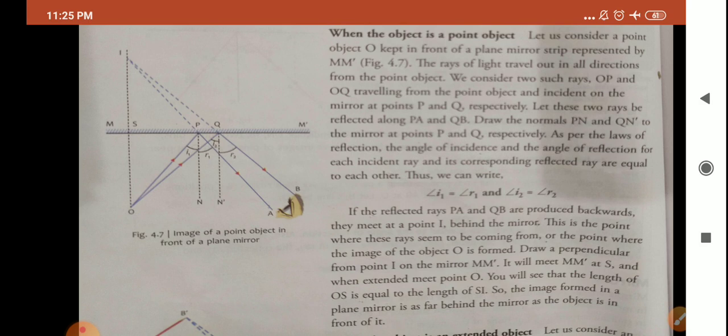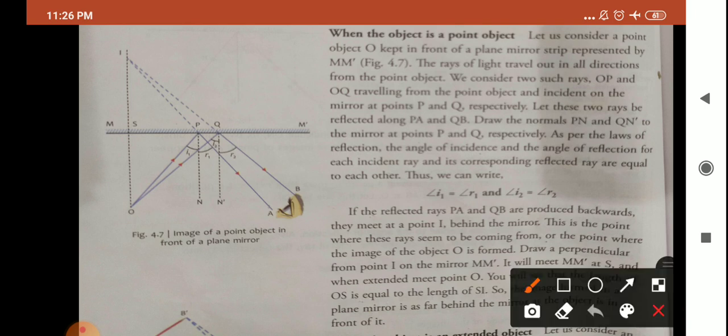And in front of this plane mirror strip, a point object, an object which is in the form of a point object, or you can say a small object, is kept in front of the plane mirror. The rays of light travel out in all directions from the point object, I told you. But for practical purposes, we are going to consider only two such rays, OP and OQ, traveling from the point object and incident on the mirror at points P and Q. I told you we are going to take only two rays, OP and OQ, and they are incident on the mirror at points P and Q.